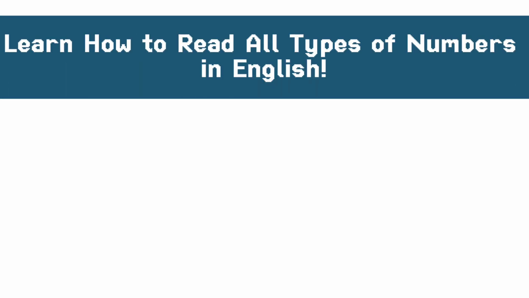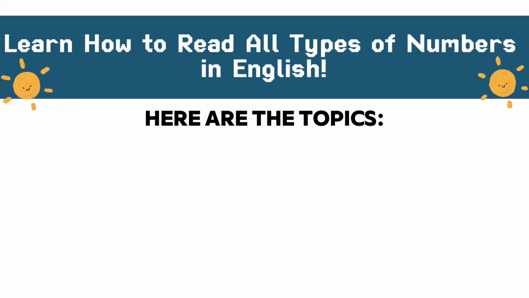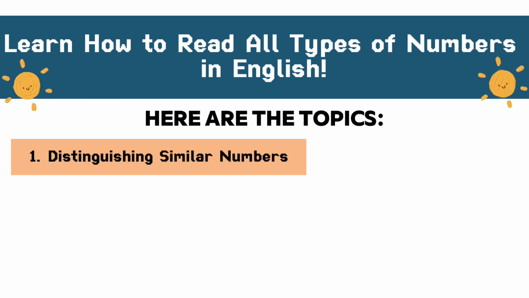Today, we're going to dive into speaking numbers in English. In this video, we will explore various types of numbers. Here are the topics we will cover today. 1. Distinguishing similar numbers. People often get confused between numbers like 13 and 30, as well as 12 and 20. The stress on these words is different.